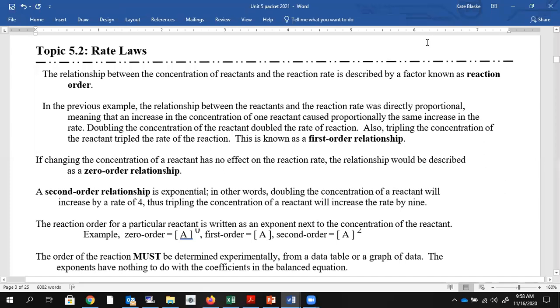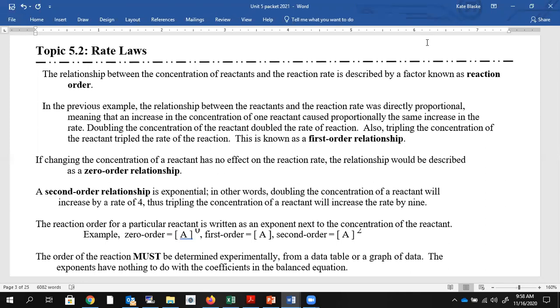When we start seeing relationships between how much reactant is there and what the reaction rate is, then we call that relationship the reaction order. So there are lots of different reaction orders. Honestly, it can be any number, not just integers, but in AP Chemistry, we are only going to deal with 0 order, 1st order, and 2nd order relationships.